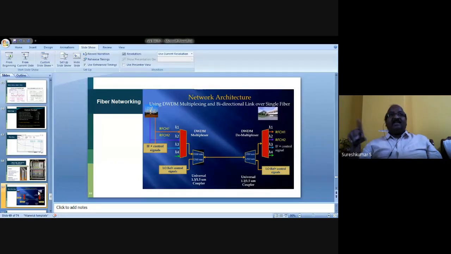And the other thing is that within the band, the phase, or you can say the delay, is constant in the fiber optic system.